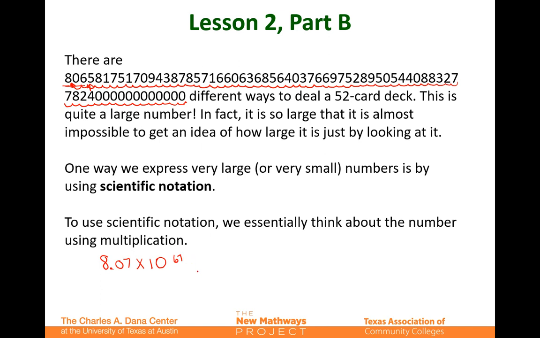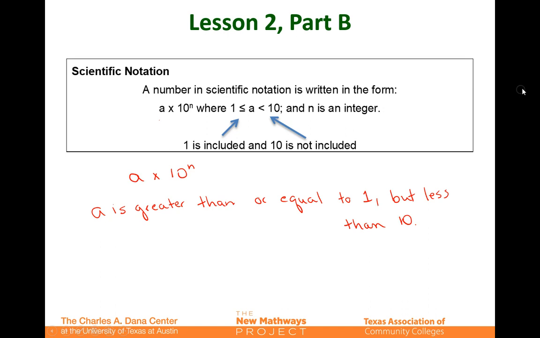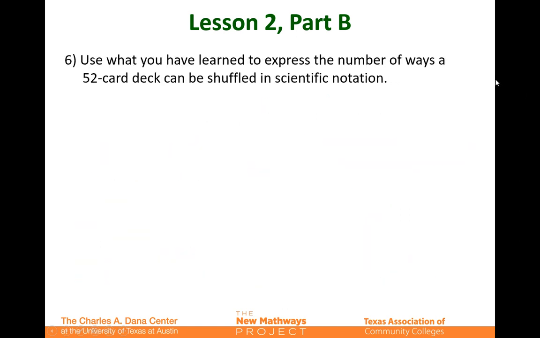That's multiplying 8.07 by 10, 67 times. That's huge. It's still, even in scientific notation, almost mind-boggling large. That was our answer.